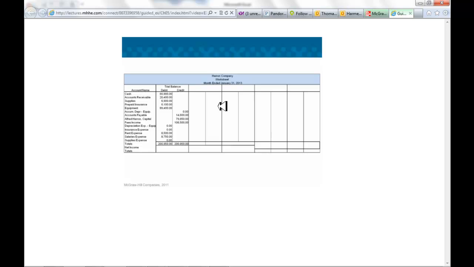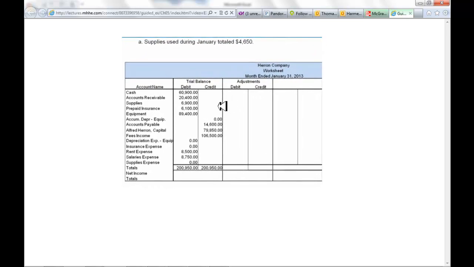Next, we begin with the adjusting entry information. Letter A. Supplies used during January totaled $4,650. The adjusting entry is a debit to supplies expense and a credit to supplies. Letter B. Expired insurance totaled $1,525. This represents the amount of insurance expense. The adjusting entry is a debit to insurance expense and a credit to prepaid insurance.